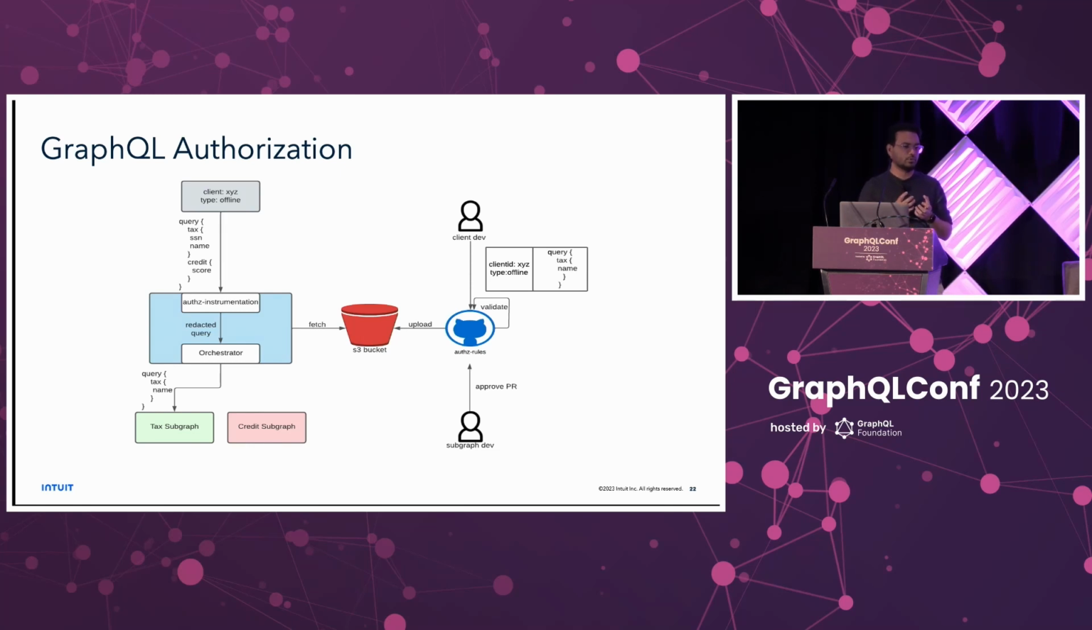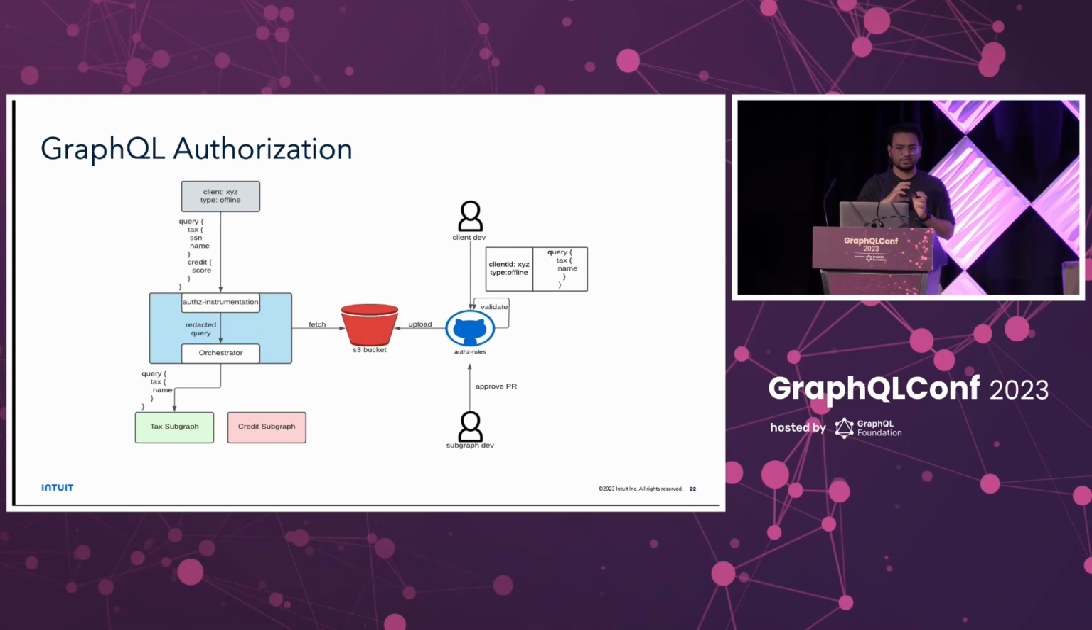Now the schema authoring part, we used this model that we actually learned from PaaS, where we have a central repo. The client creates a request for access to a particular part of the supergraph with a query syntax, and it has its own identification, like client ID and the type of the ticket.